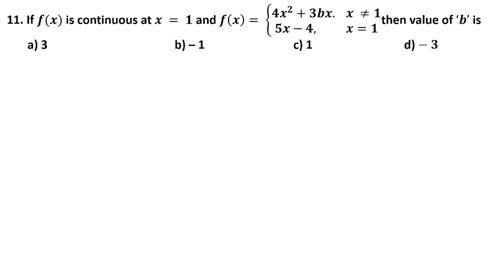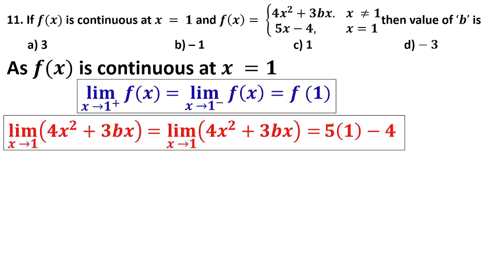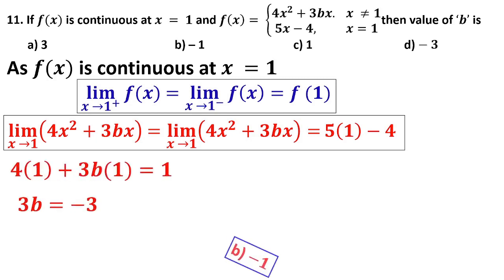Well, if f of x is continuous, then the value of b. Very simple question. We have to make use of the condition for continuity. Now, as f of x is continuous, limit value is equal to functional value. In that, limit value is equal to right side limit is equal to left side limit. What do you mean by f of x as x goes to 1 plus, x is greater than 1, and x goes to minus 1, x is less than 1? But in this case, for both of them, for greater than 1 and less than 1, the function is same. That is 4x square plus 3bx. I am finding it. I am substituting them. I am getting the value of b as minus 1.